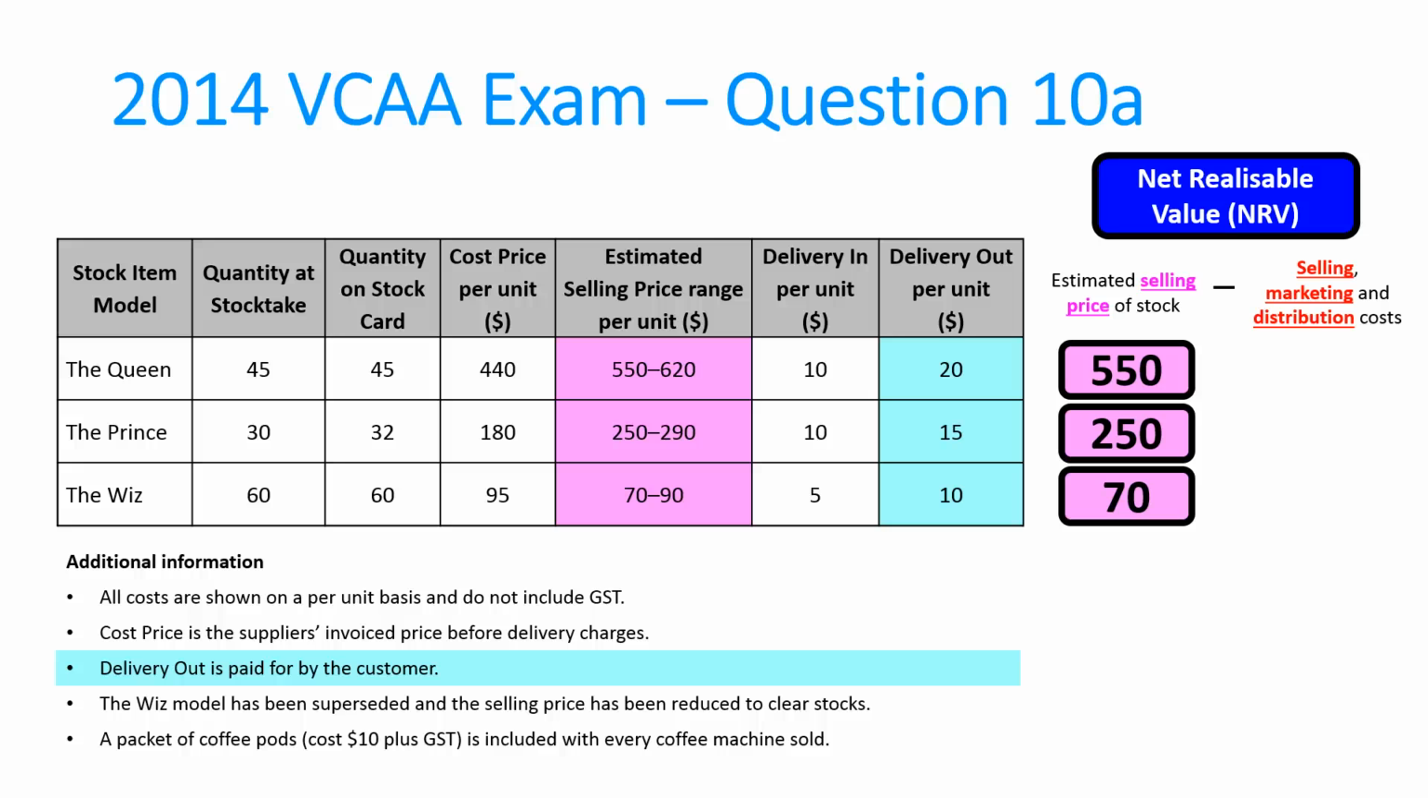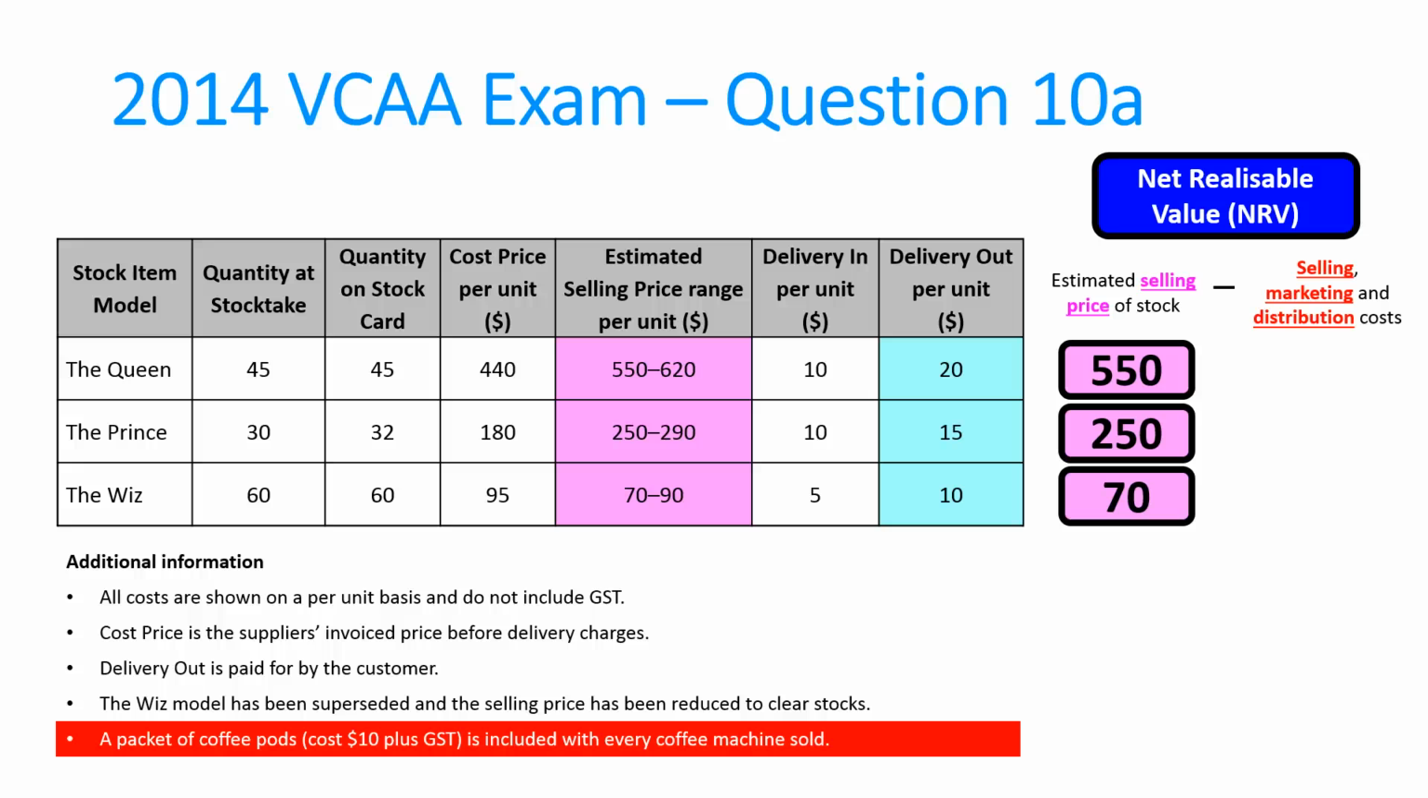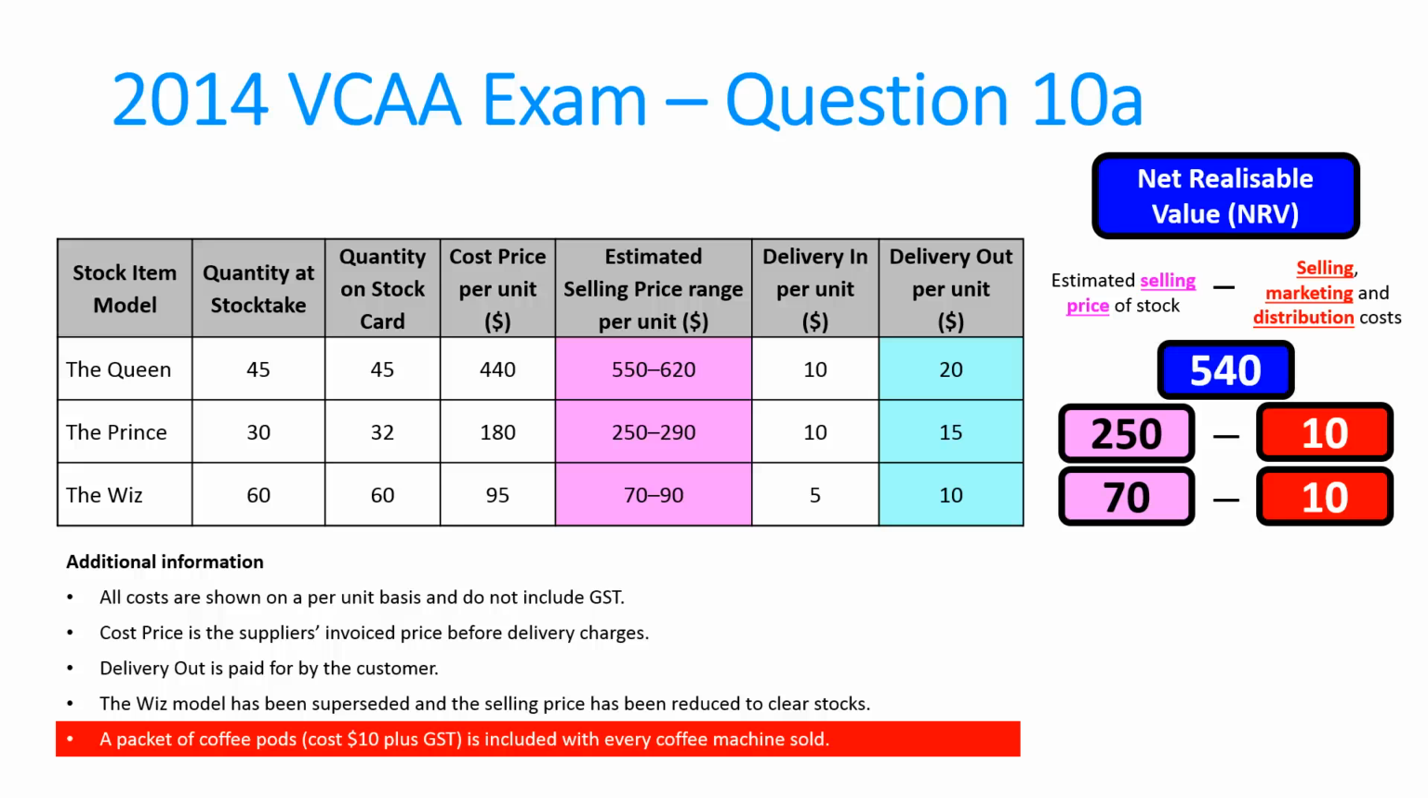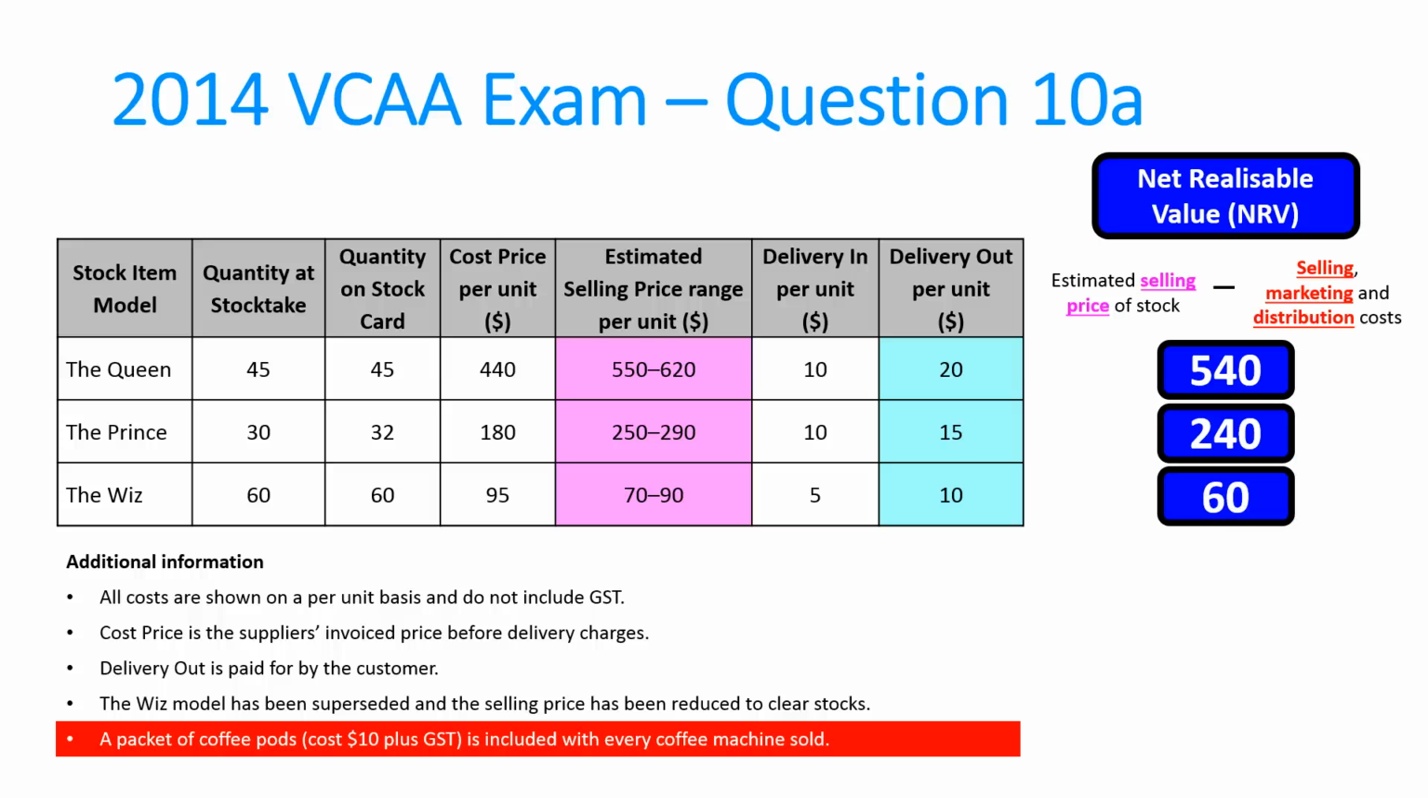However, we do have the coffee pods here. Every coffee machine comes with a free packet of coffee pods. So I'm going to take that out as a selling and distribution cost for each unit. So the net realizable value of the Queen will be $540, the Prince will be $240, and the Whiz will be $60.